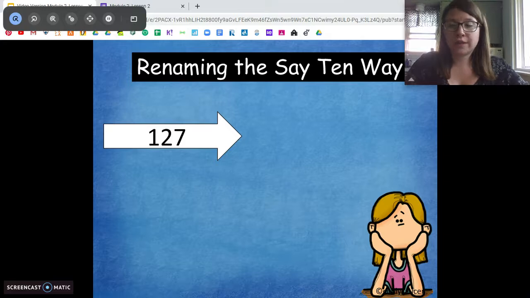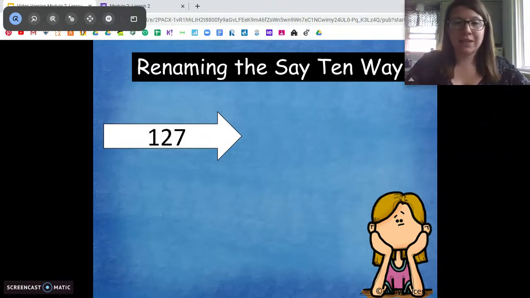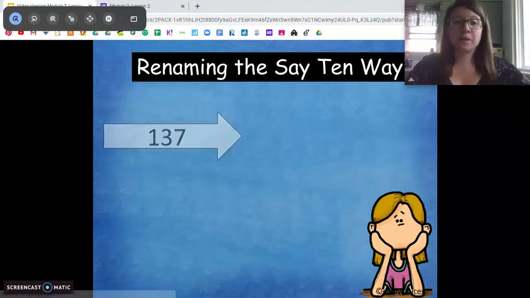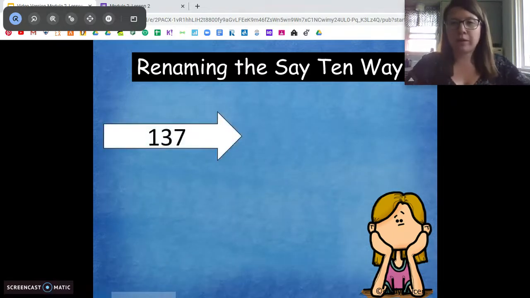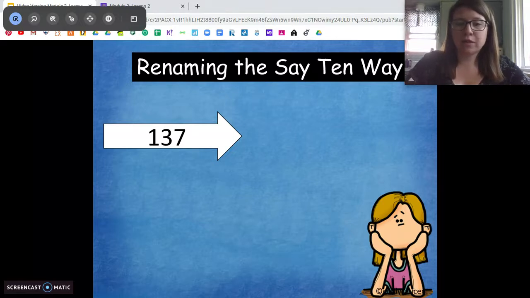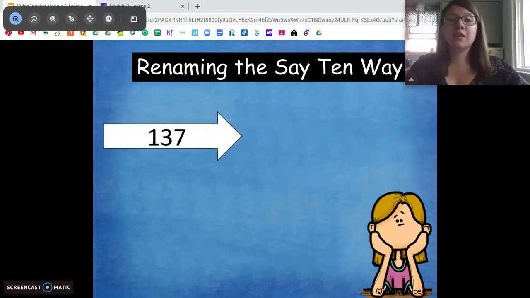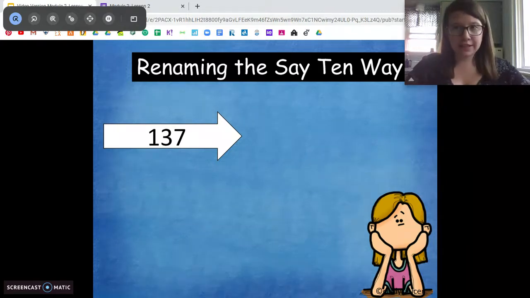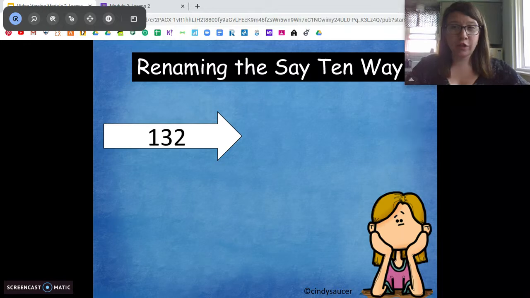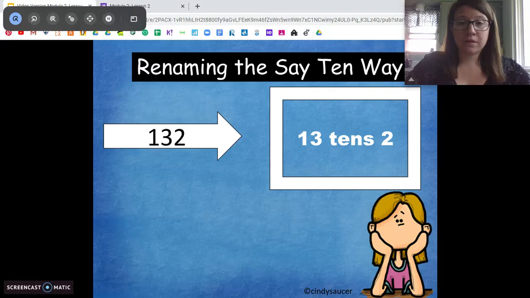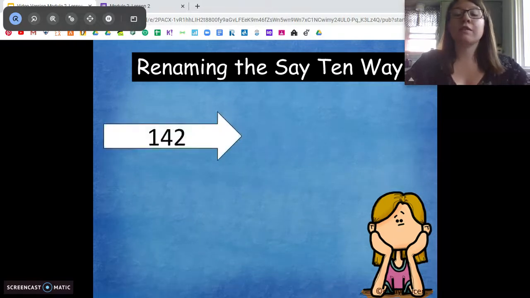Good. 127. Break that down. How many tens? Good. Same as 123. 12 tens, 7. Try 137. Follow that pattern we've been working with. 137. How would you say it the say 10 way? Good. 13 tens 7. 127 was 12 tens 7. 137 is 13 tens 7. Very good. 132. Use what you know to help with what you don't know. 13 tens 2. Good.